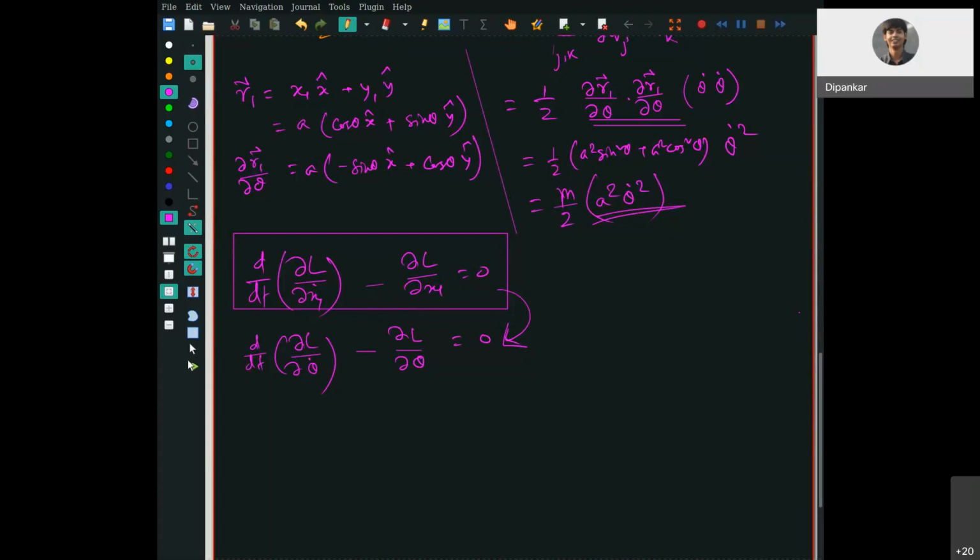Sir, why did you say before that theta is a dimensionless quantity here? Theta has a dimension of angle. Angle is dimensionless. Oh, okay, understood.